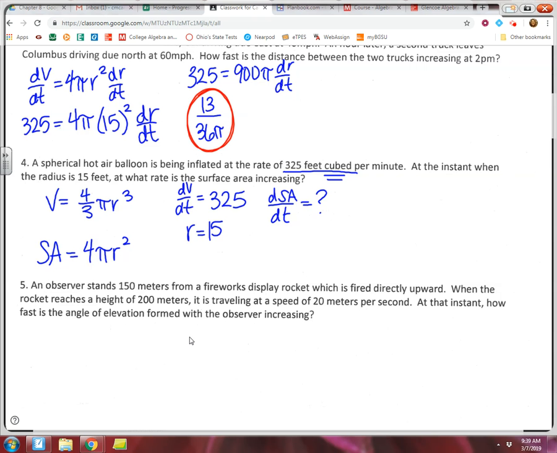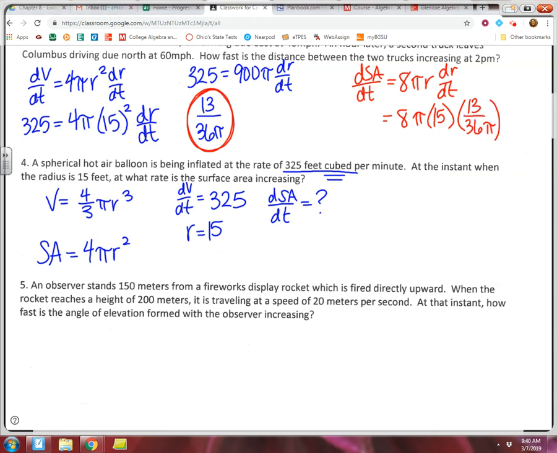Is that okay? All right, so now let's derive your surface area formula. So this would be dSA over dt. And if you just wanted to use A, obviously you could there. This would be 8 pi r dr dt. How is that? Good. So now let's plug in everything we know. We know dSA is what we're trying to find. 8 pi, my r is still that same 15. And my dr dt is 13 over 36 pi.